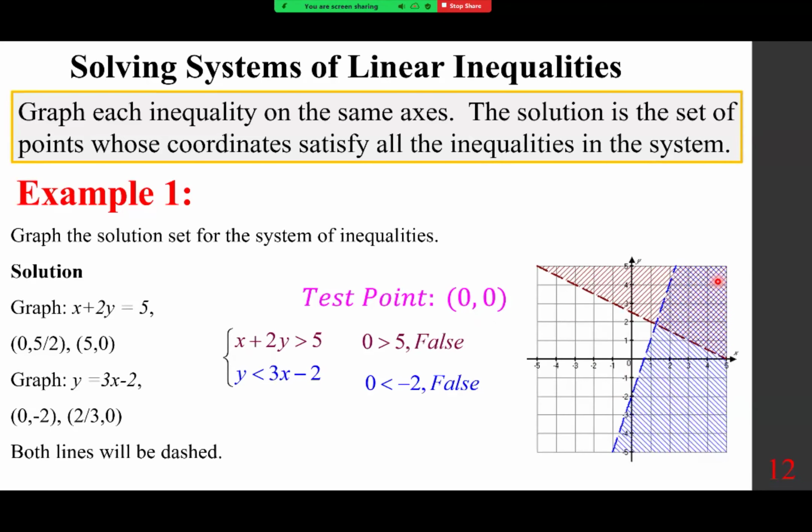Now, this shaded region is for the blue line. This is for the red line. Where do they come from? Notice we have two lines and 1, 2, 3, 4 regions. This is the one that has both colors. And this is the solution for the system of inequalities. Again, I want to emphasize that the two lines are dashed because we don't have the equality in either case.